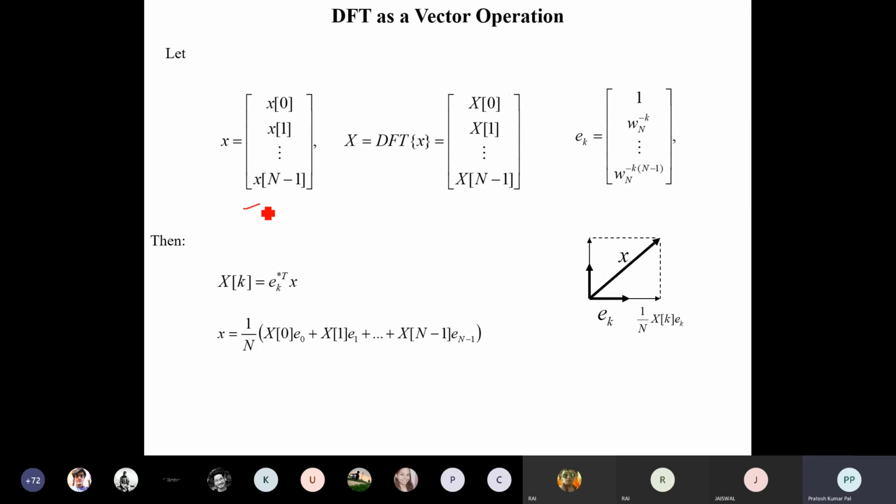Whatever sequence is there, we will write x of n in the form of a matrix, starting with x of 0 up to x of n. The first method was a mathematical method. The other method we will use is the matrix method of DFT calculation.